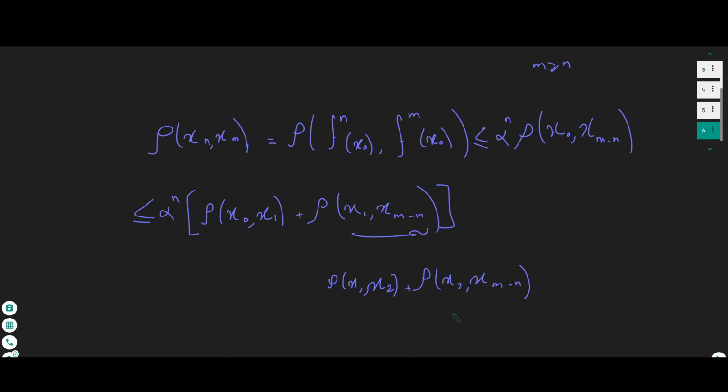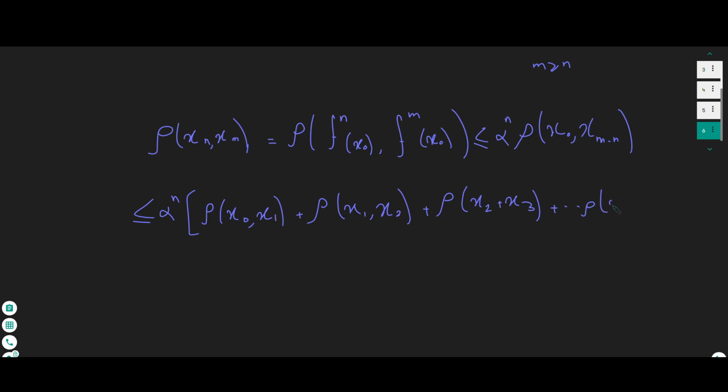Well, we'll keep applying this until we reach the following. We're going to apply this as many times as we need. So we added 2 here, plus rho x sub 2 plus x sub 3. Keep on doing this until you get rho x sub m minus n minus 1. This is the term just before x sub m minus n, which is the last term in this specific calculation. Now our goal here is just to get a common factor.